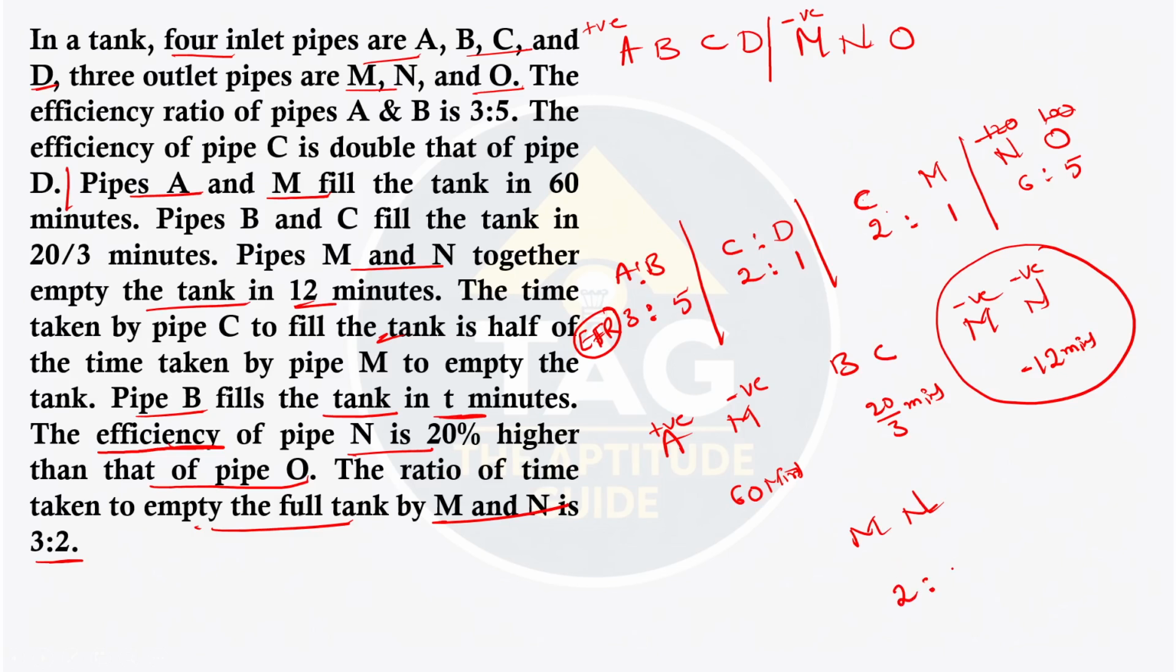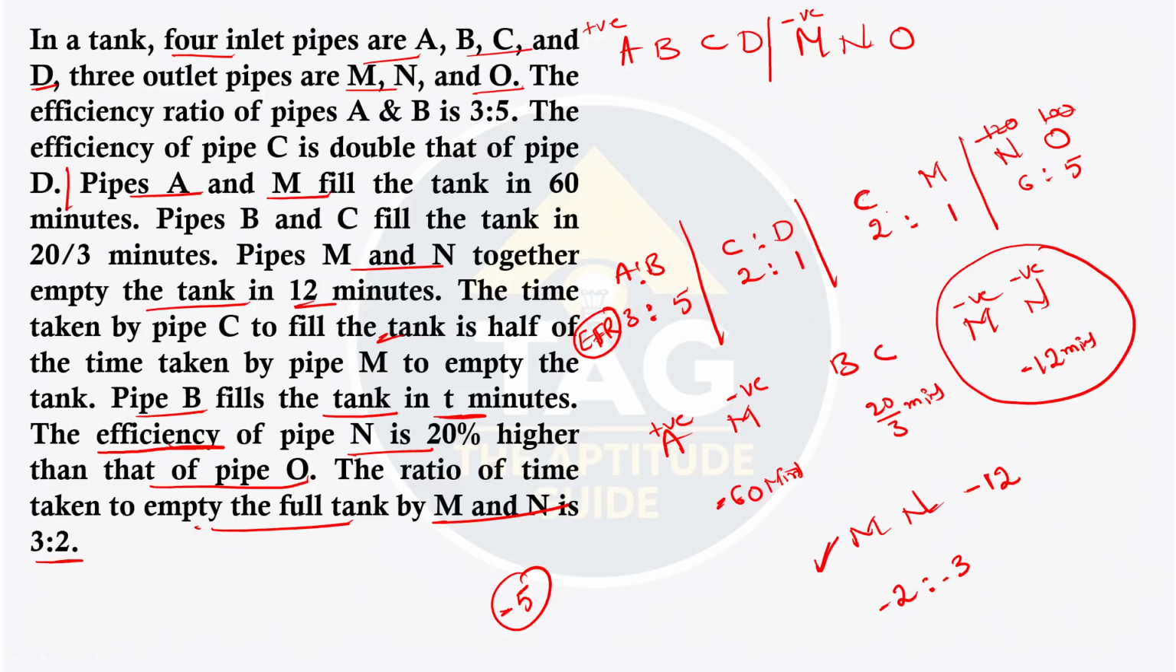2 is to 3. If m can empty 2 parts in a minute, n can empty 3 parts in the same time. Now, what happens if these two pipes work simultaneously? M can empty 2 units per minute. N can empty 3 units per minute. If m and n work simultaneously, together they can empty 5 units per minute. And if they work together, the full tank will be empty in 12 minutes.